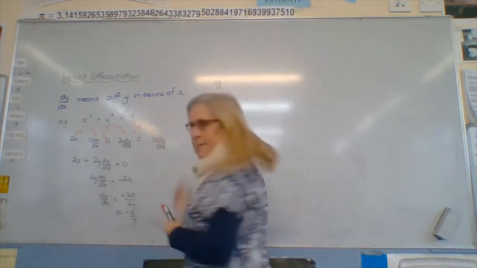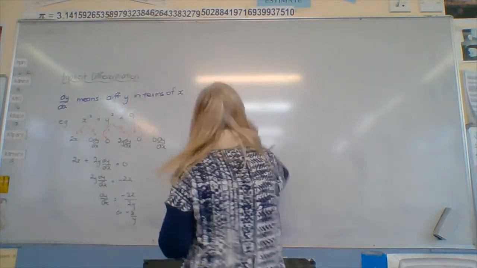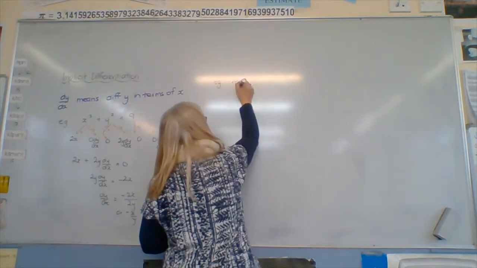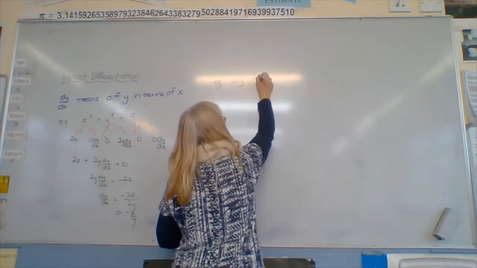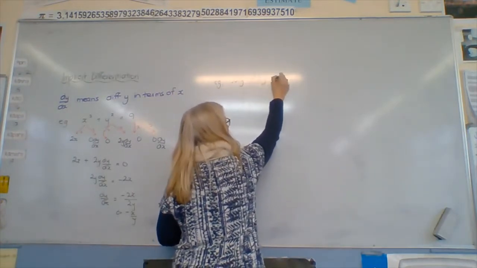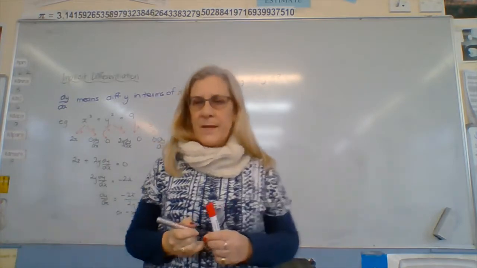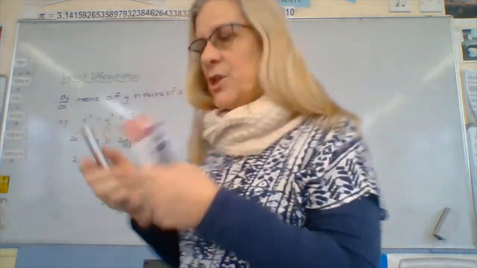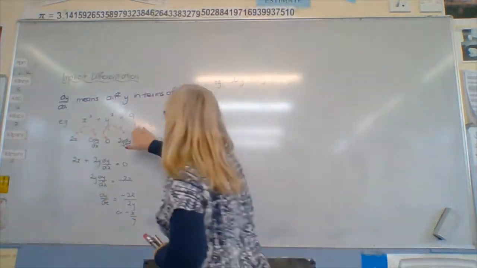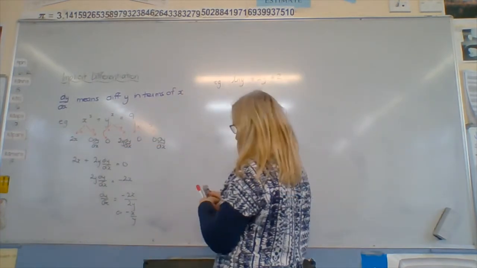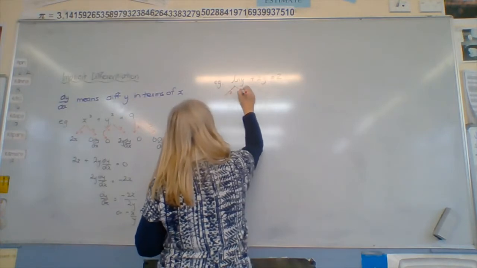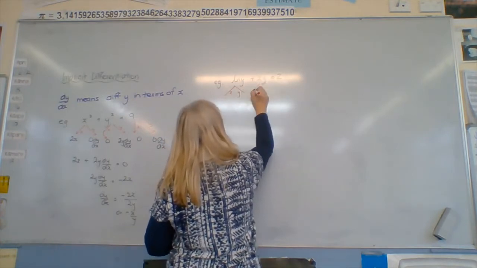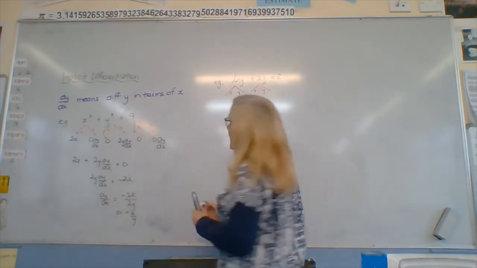If we've got ln of y plus xy equals 2, again, we need to differentiate. We don't need to worry about the constant, because that vanishes. So we need this one with x and with y, and this one with x and with y.